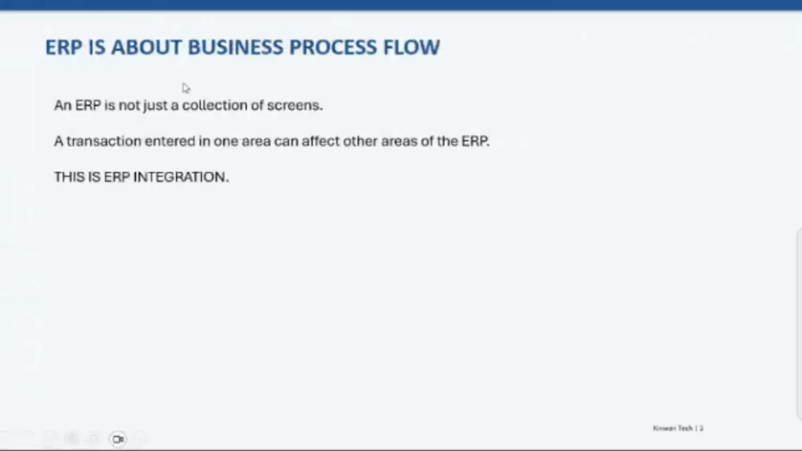I would like us to understand that ERP is all about business process flow. An ERP is not just a collection of screens, as I will be showing you in Acumatica. It is a transaction entered in one area that affects other areas of the ERP. That's why it is usually called ERP integration, and this is what makes the difference between an ERP and an accounting system.